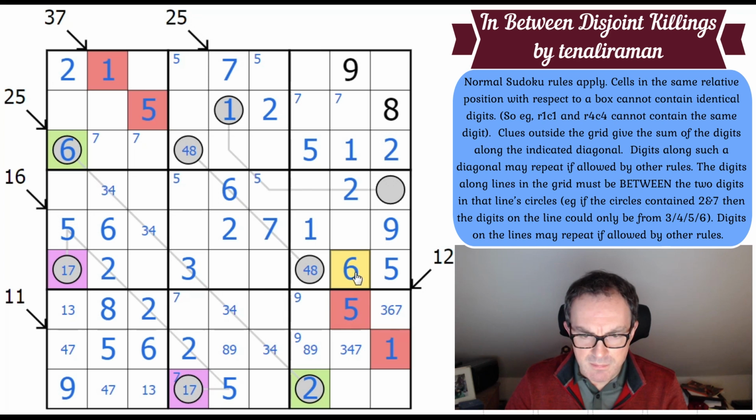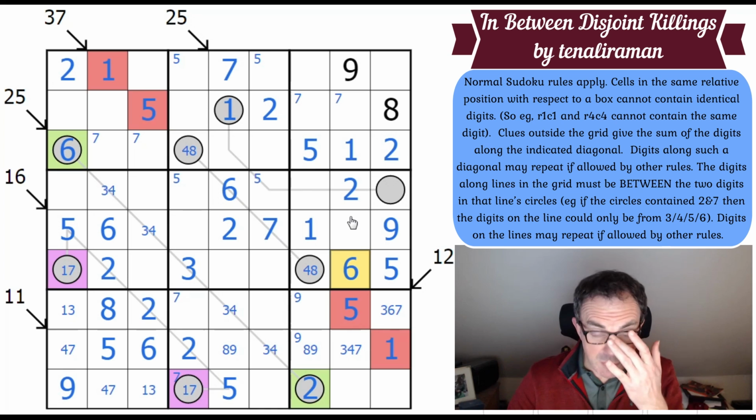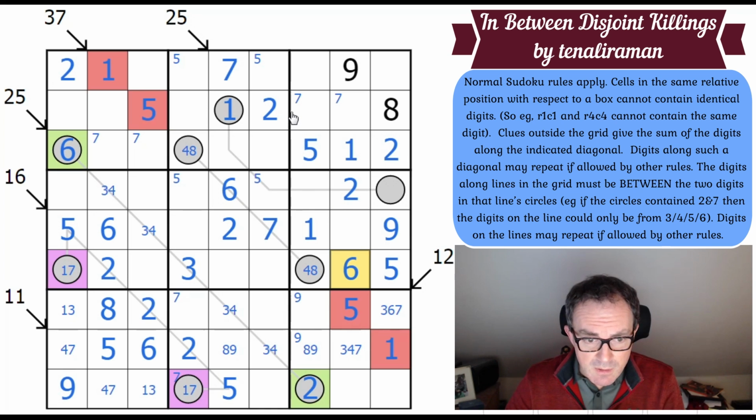Can we do anything with that? The answer is probably, but I'm not seeing what. I've got a feeling 7s and 6s are now hugely restricted in this puzzle. 6. It's not quite good enough. Still haven't got this 3, 4 disambiguated. Is there something looking at these? Oh, this is probably going to get disambiguated by this set here. 4, 7. 25.